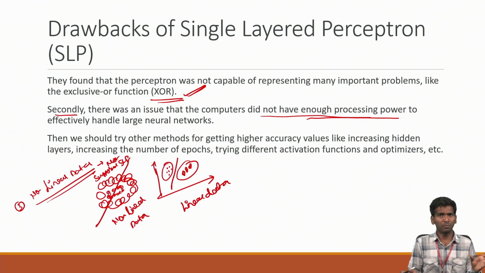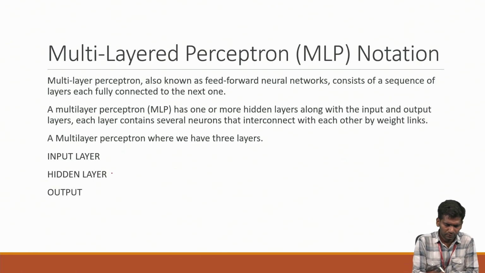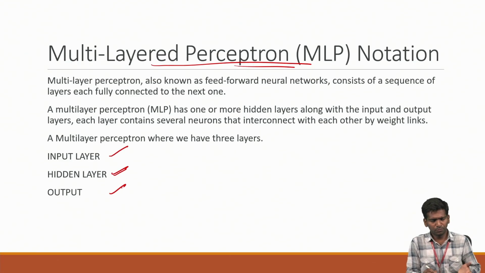By adding one more layer. That extra layer is nothing but hidden layers, so we now add hidden layers. That's why we call it multi-layer perceptron. We are remodifying the single layer perceptron into a multi-layer perceptron. In a multi-layer perceptron we have three layers: input layer, hidden layer and output layer. The input layer and output layer are similar to the SLP, but there are hidden layers.